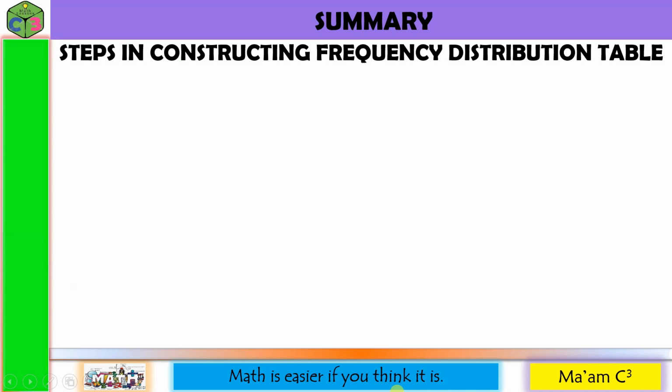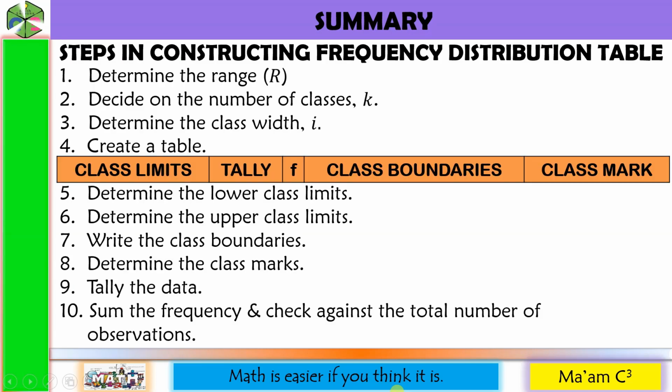For the summary, again, here are the steps in constructing frequency distribution table. Step 1, determine the range. Step 2, determine the number of classes. Step 3, determine the class width. Step 4, create the table. Step 5, determine the lower class limits. Step 6, determine the upper limits. 7, write the class boundaries. 8, determine the class marks. 9, tally the data. And 10, sum the frequency and check against the total number of observations.